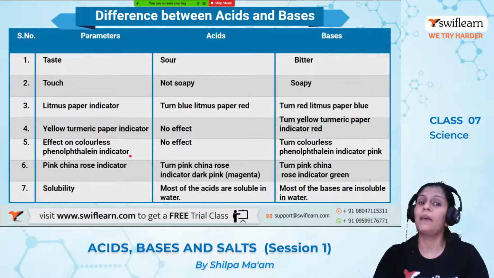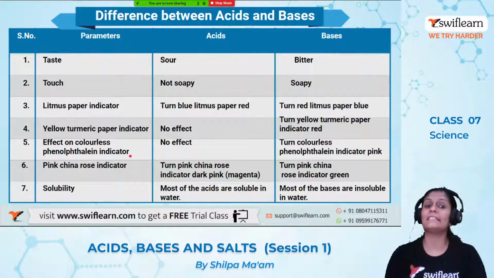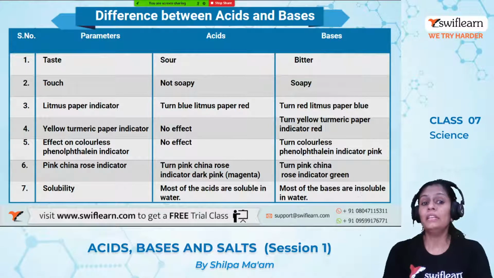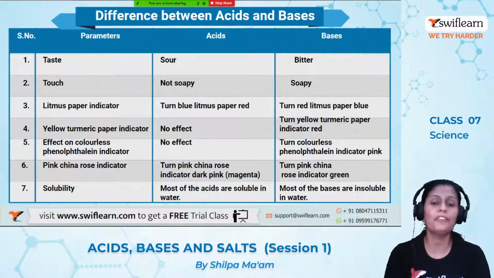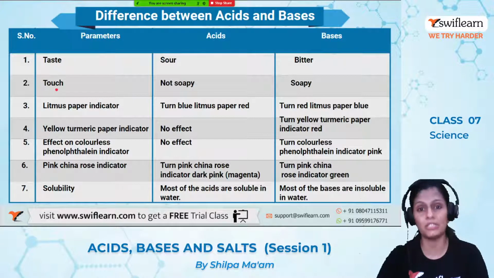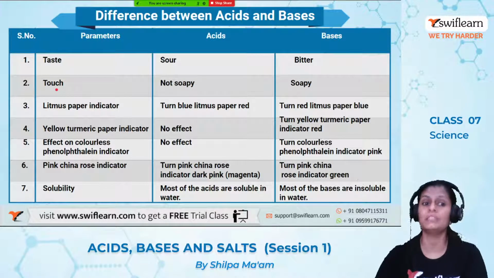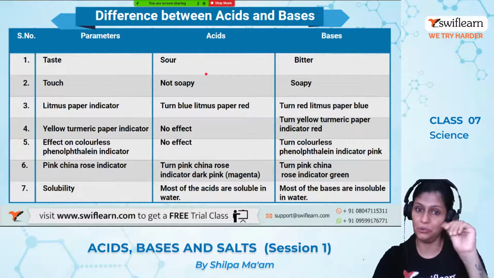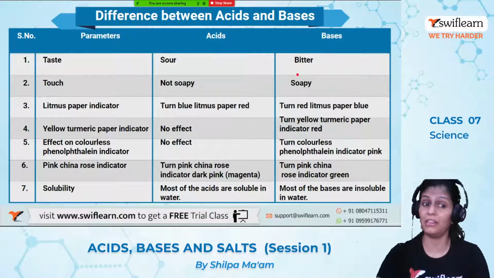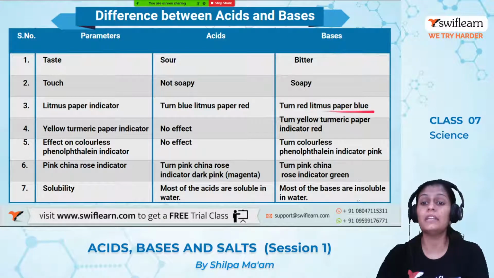Now, what are the parameters by which you can differentiate between acids and bases? You can differentiate between acids and bases by means of taste. If you can taste it, acids are sour and bases are bitter. If you cannot taste it, you can touch it: acids are not soapy to the touch, and bases are soapy. Litmus paper indicator, we are just coming to it. Acids turn blue litmus red, and bases turn red litmus paper blue.